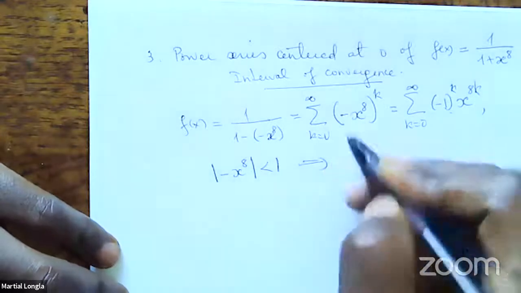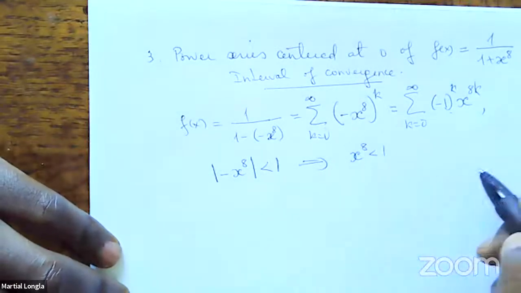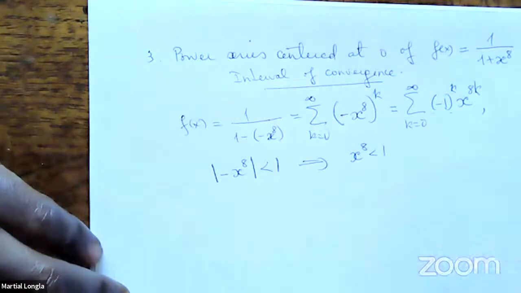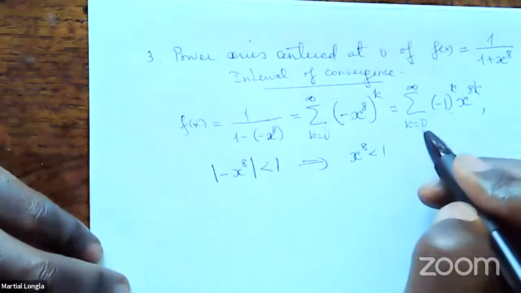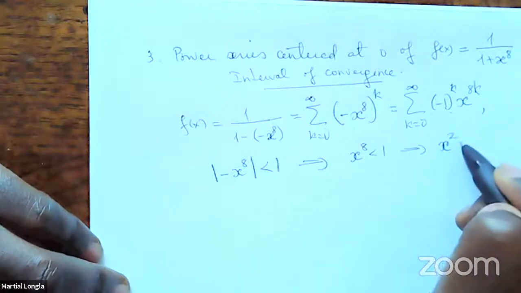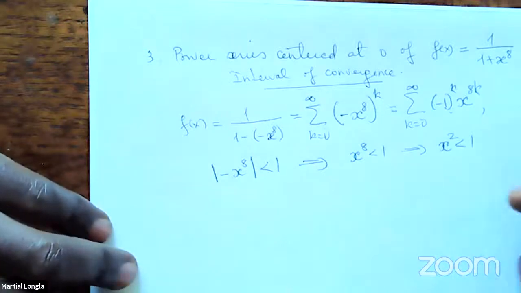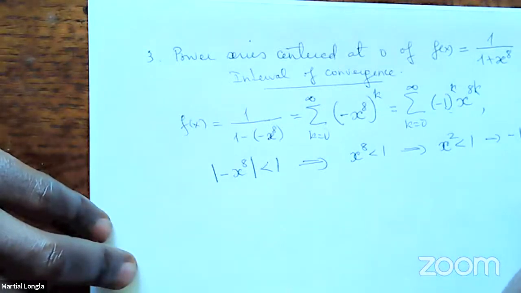And now here, you're going to get x to the 8th less than 1. And for x to the 8th to be less than 1, you're going to have x squared less than 1. And that's going to give you negative 1 less than x less than 1. That's the interval of convergence and nothing else to do.